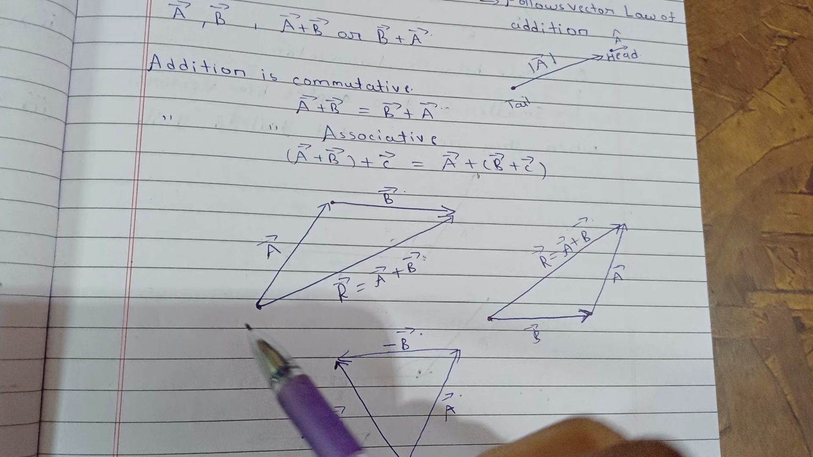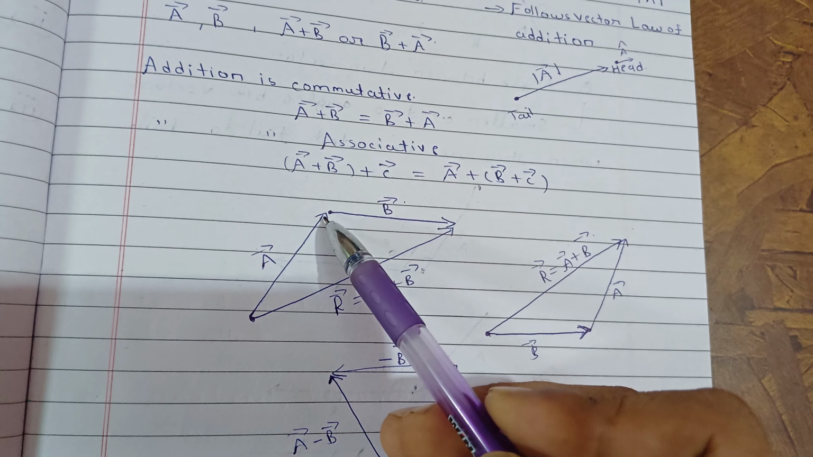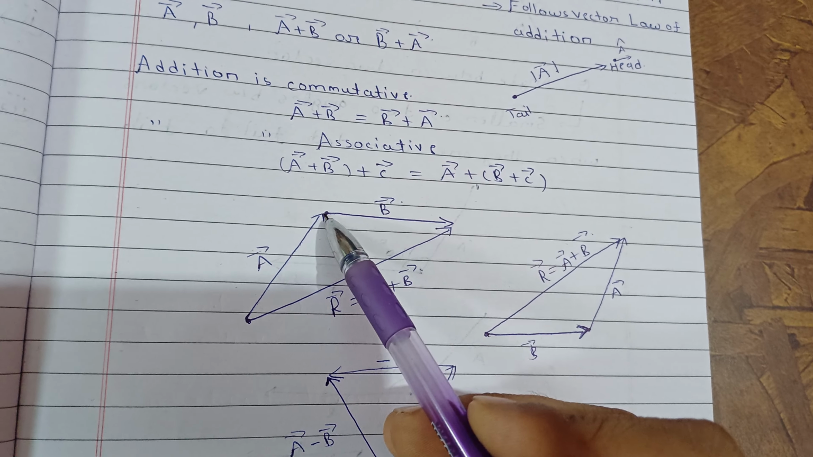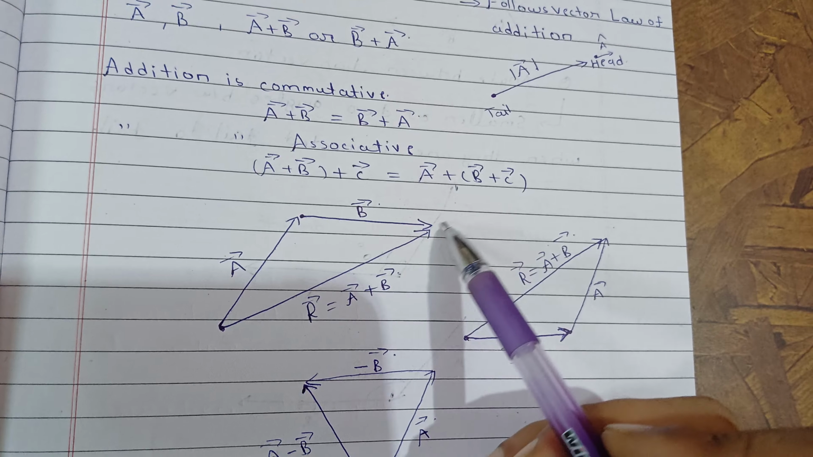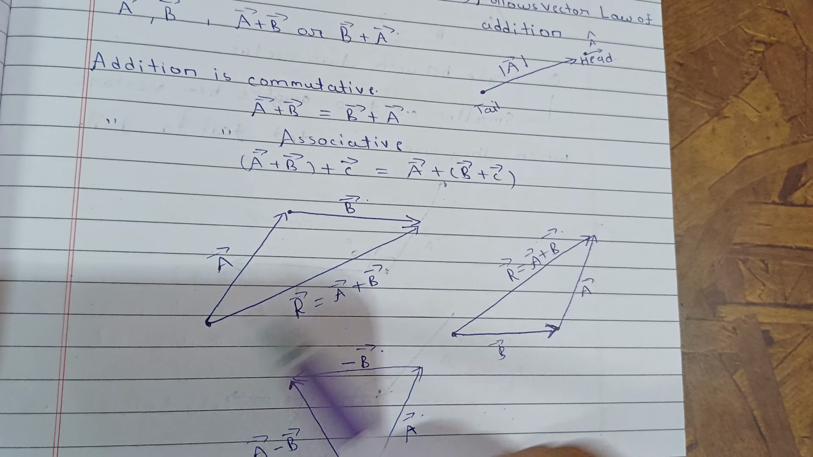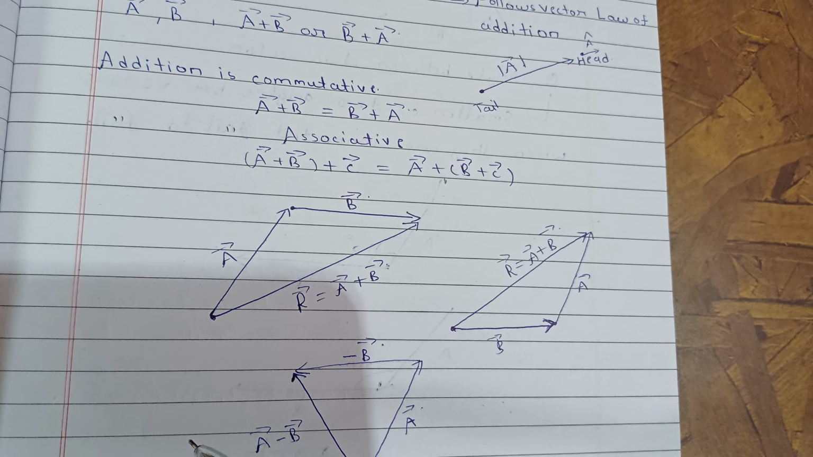So how do we add two vectors? If this is your head, then the second will start from here, tail, then head. This final vector will give you your resultant vector a + b. This is your addition, the triangle law of addition.